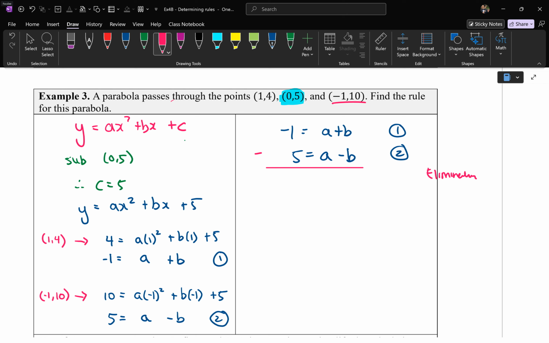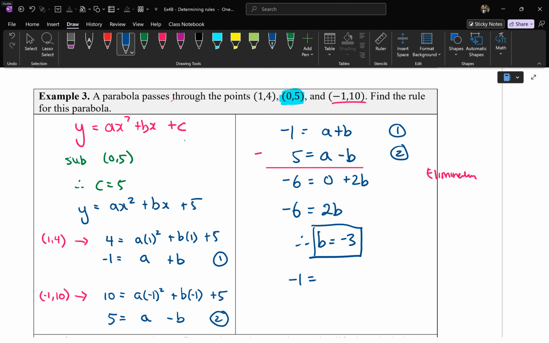So we do that. Negative 1 minus 5 gives me negative 6. A take away a is 0. B take away a negative b becomes positive 2b. So 2b is equal to negative 6. Therefore, b must equal negative 3. To find a, well, you've got the 2 equations there. Choose whichever one is easier to do. I would sub it into the first one. So negative 1 is equal to a plus a negative 3. So that means a must be negative 1 plus 3. And a is equal to 2.